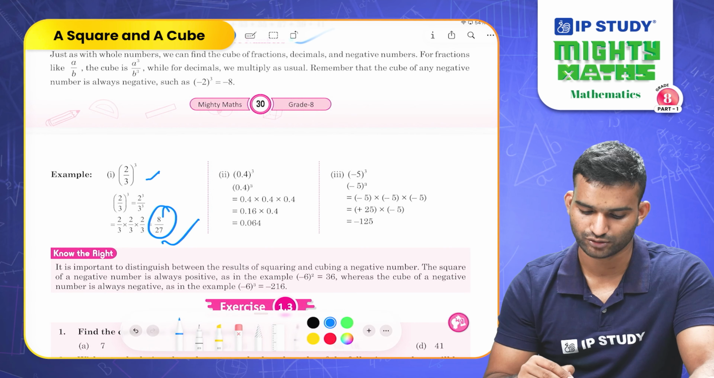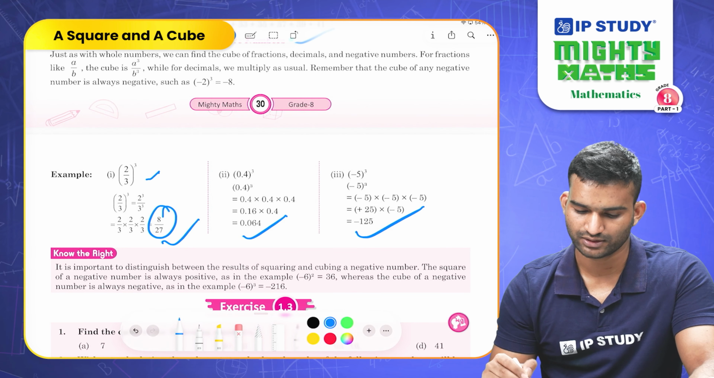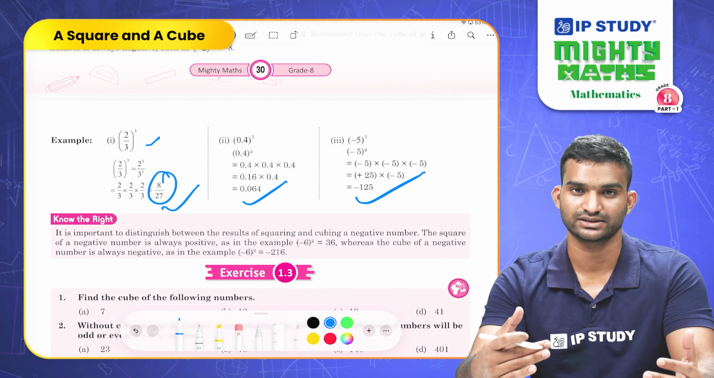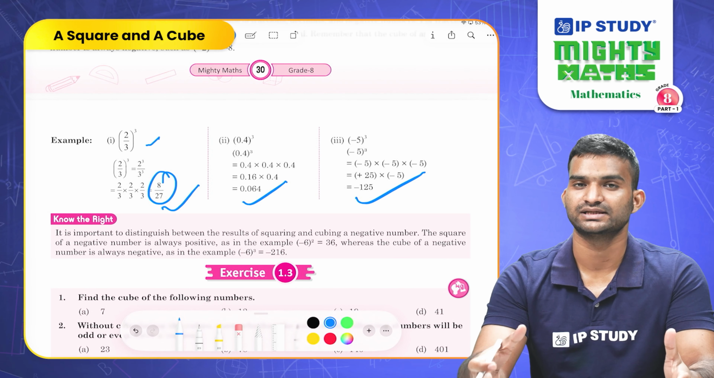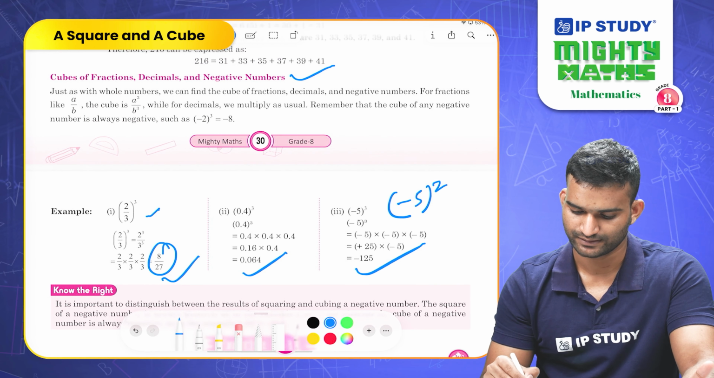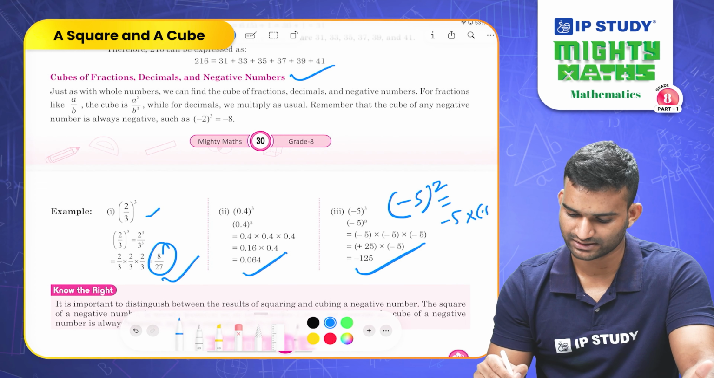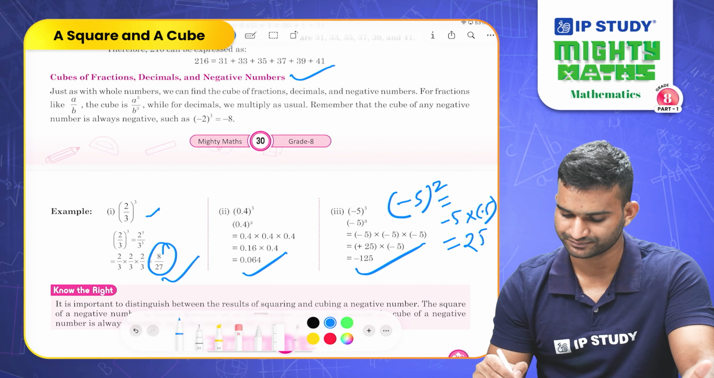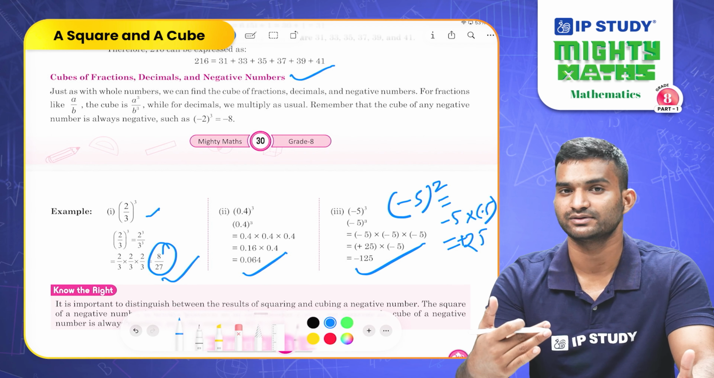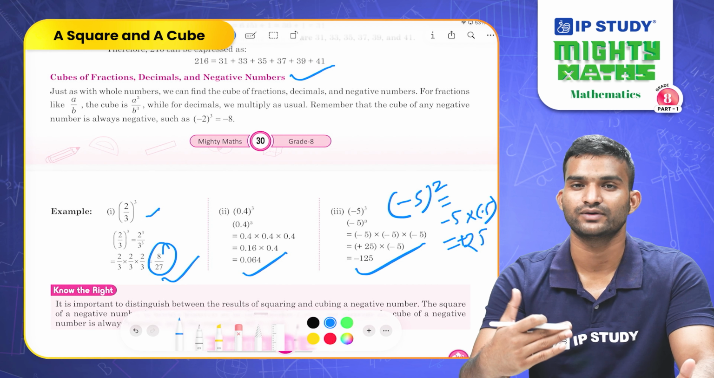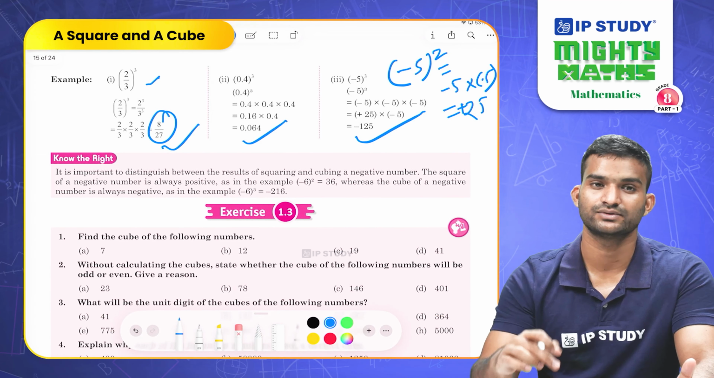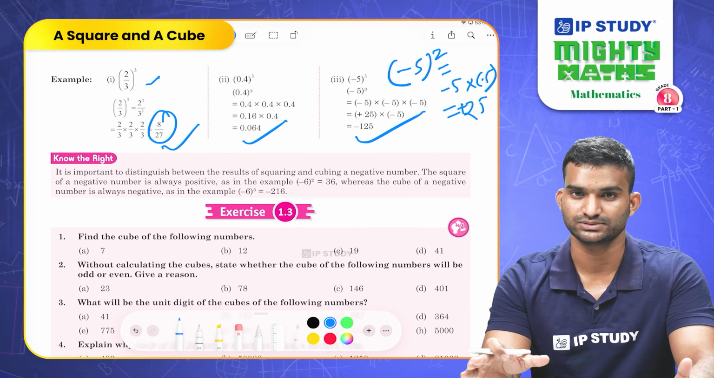In the same way, we follow the same rule for decimals and for negative numbers. There is an interesting part: for square numbers, whenever we take a negative number, we always get a positive number. For example, the square of minus 5 is minus 5 into minus 5, which is 25, so there will be a positive sign. But in the case of cubes, the cube of any negative number will always be a negative number. This is the main difference between cubes and squares of negative numbers.